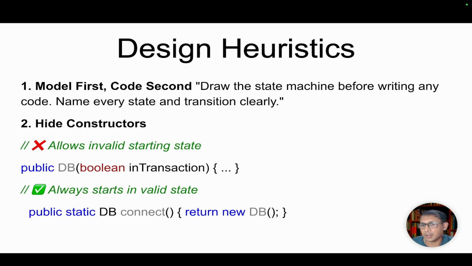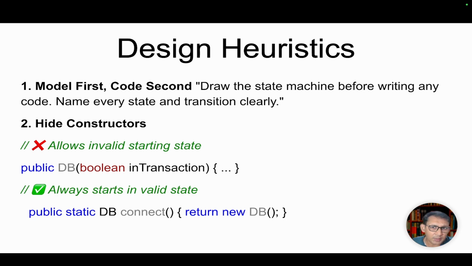Model first, code second. The most critical step, before you write any code, is to draw the state machine. This isn't optional documentation. It's essential design work that determines whether your protocol will be simple or complex, whether it will handle edge cases correctly, and whether developers will understand it intuitively.